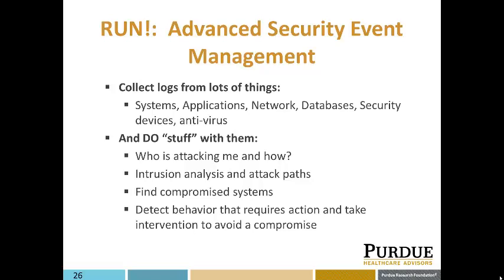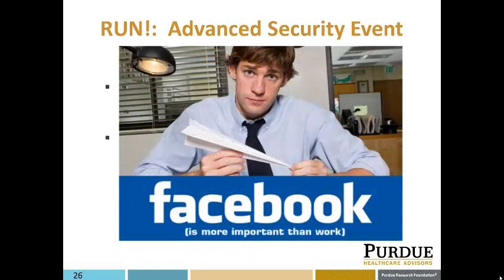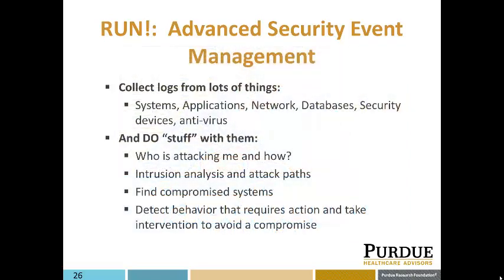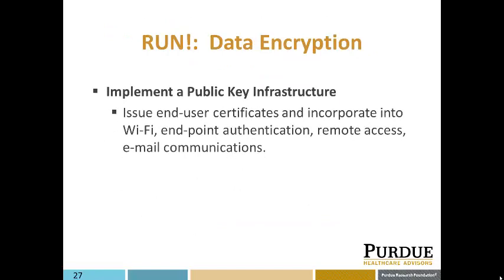And then, of course, you can use it to detect behavior that requires action and take intervention to avoid compromise. So this could be, maybe a user is violating your acceptable use policy. And you wouldn't know this otherwise, but you are now collecting net flow data. So you're doing high-level analysis of network behaviors, and you know that, oh, this person is doing a lot of multimedia downloading at 2 in the morning. They're a night shifter. Is there something more productive they could be doing with their time? Perhaps.